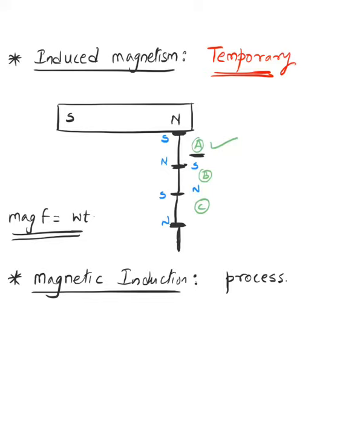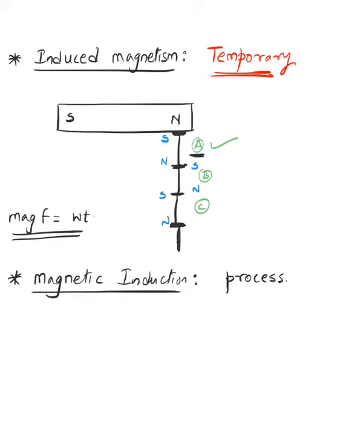Magnetic induction is the process in which a magnetic material will acquire induced magnetism. Like a magnetic material will acquire magnetism from another magnet. That process is called magnetic induction. Induced magnetism is, you can say, the magnetism itself which is acquired by a material. That's called induced magnetism.